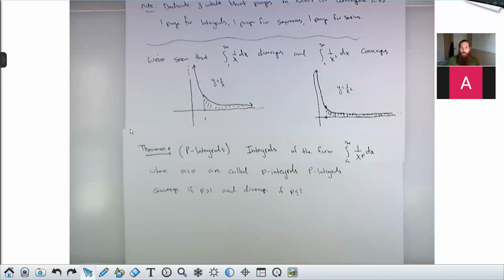So functions of the form 1 over x to the p all have the same basic shape to their graph, at least in quadrant 1. And the larger p is, the faster they settle down on that horizontal asymptote y equals 0. So if p is small, then they'll settle down slowly. If p is large, then they'll settle down fast. And that going to 0 fast is what's necessary for these integrals to converge.